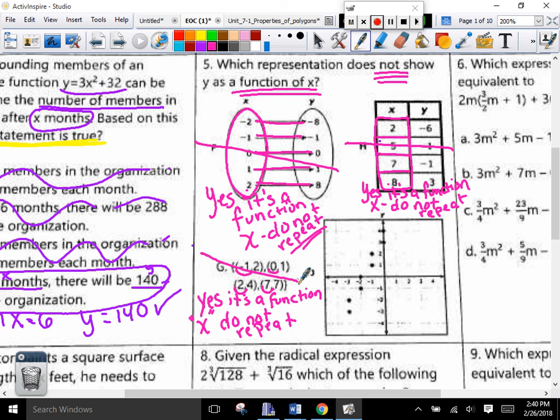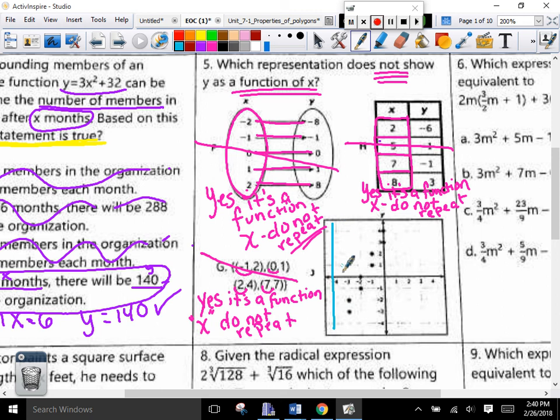Remember, when we have a graph, for it to be a function, it must pass the vertical line test. What I mean with vertical line test, I am going to draw lines vertically. If my line touches more than one point at a time, a straight line up and down, then it is not a function. So for this one, we're going to do the vertical line test.